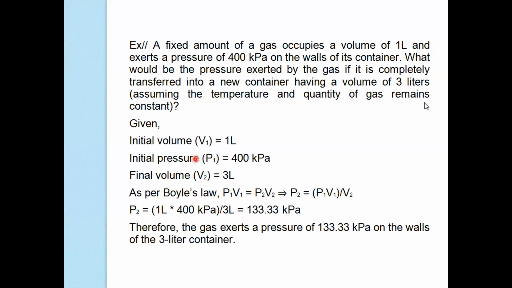Now we have to think about our results. The initial pressure is 400 and the final pressure is 133. That means the pressure decreases, and of course the volume increases from 1 liter to 3 liters.